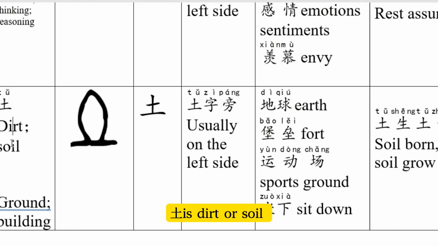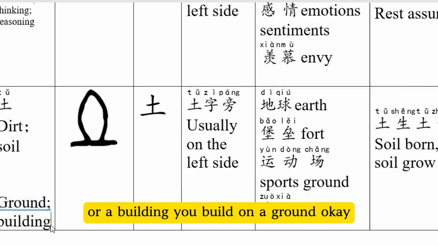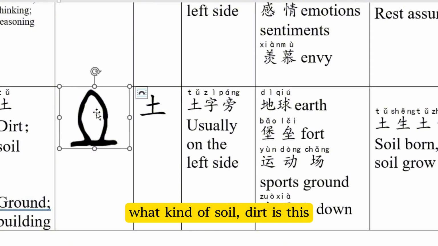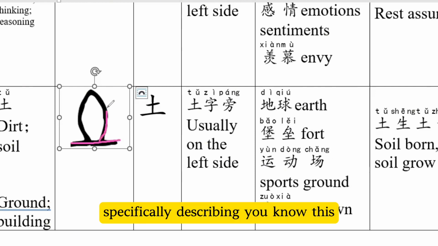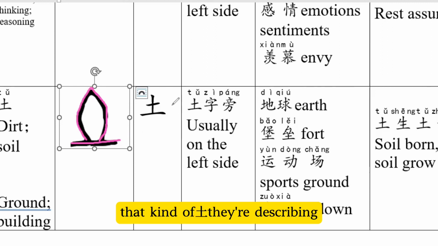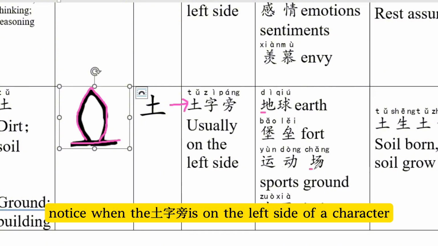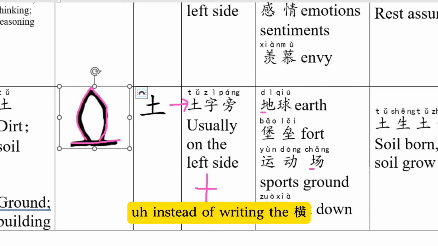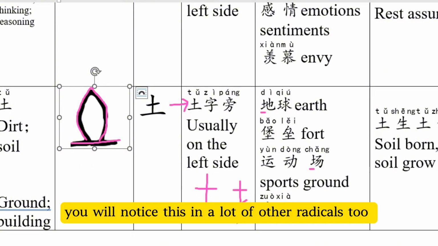土 是 dirt or soil. Usually it's related to ground or a building. You build on ground. Okay. What kind of soil dirt is this? So the 土, when it was created, they were actually specifically describing a pile of dirt on the ground. Okay, that kind of 土 they're describing. 那土呢，我们叫土字旁。Now, notice when the 土字旁 is on the left side of a character, instead of writing the 横, you will write an upward 提 instead. Okay, you will notice this in a lot of other characters too.